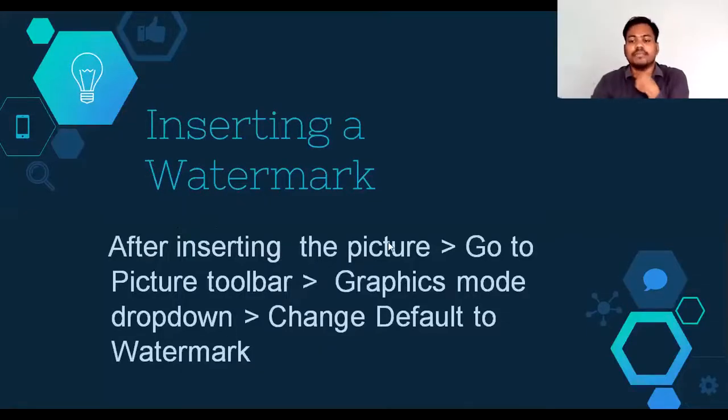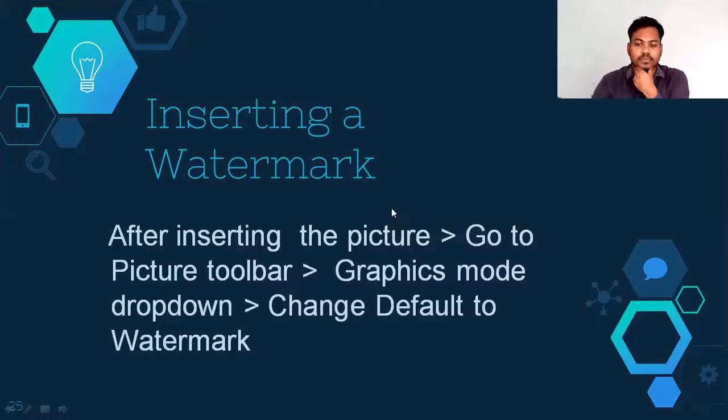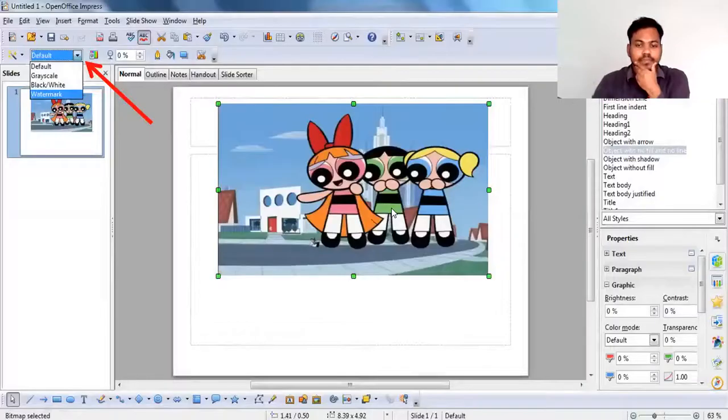Okay. So how will we apply a watermark in these slides? This feature is also there in the word processing document, right? After inserting the picture, go to the Picture toolbar, Graphics Mode drop-down. Let me show you. See, I have taken this image. I downloaded it, and then from my system I accessed it. I placed it in my slide.